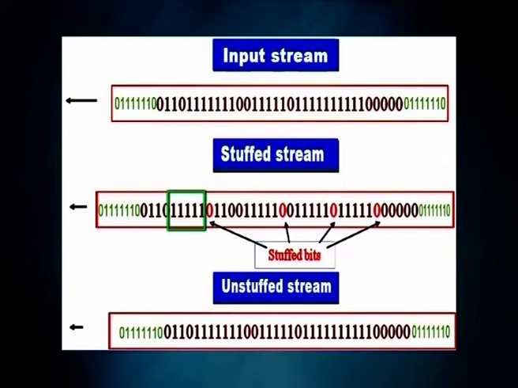In order to take care of this problem, whenever sender data link layer encounters 5 consecutive ones in the data stream, it automatically stuffs a 0 bit into the outgoing stream. When the receiver sees 5 consecutive incoming ones followed by a 0 bit, it automatically de-stuffs the 0 bit before sending the data to the network layer. So, this was about framing part.